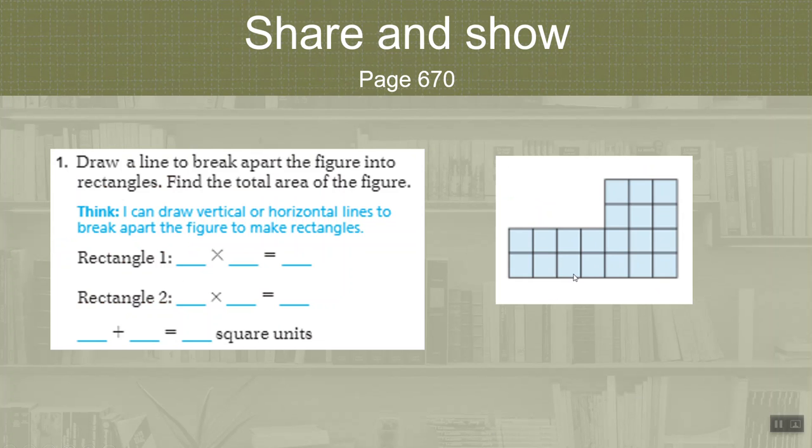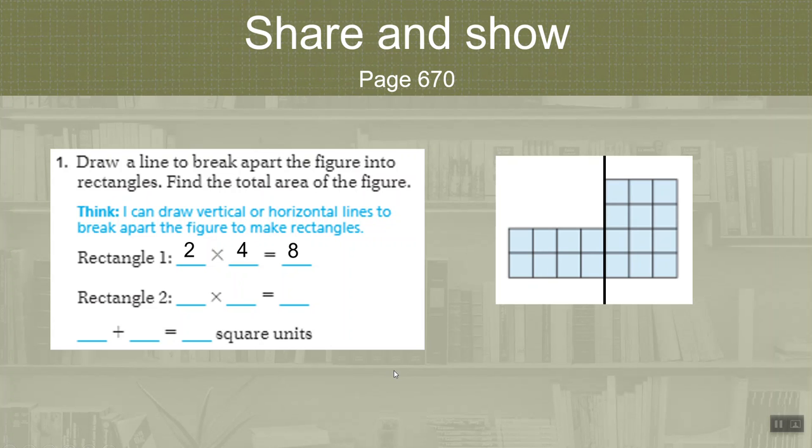We can divide it in two different ways, the horizontal line and the vertical line, but now we will use the vertical line. Now we have rectangle number 1 and rectangle number 2. For rectangle number 1, what's the length we have here? 2, and the width is 4. So 2 times 4 equals 8. So the area of rectangle number 1 equals 8.